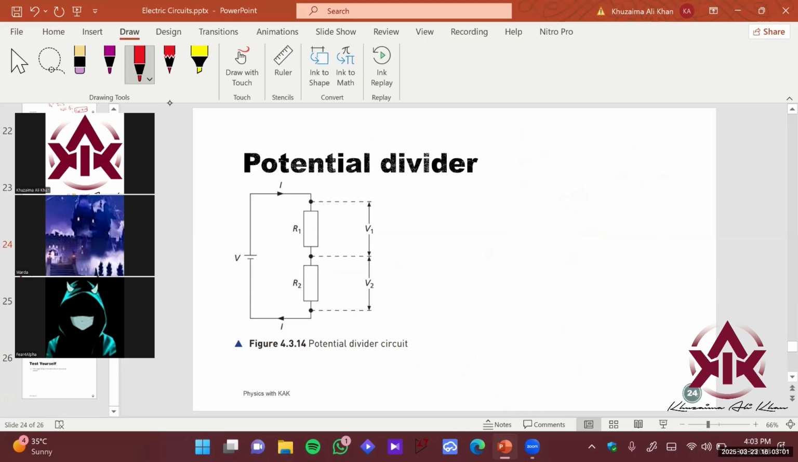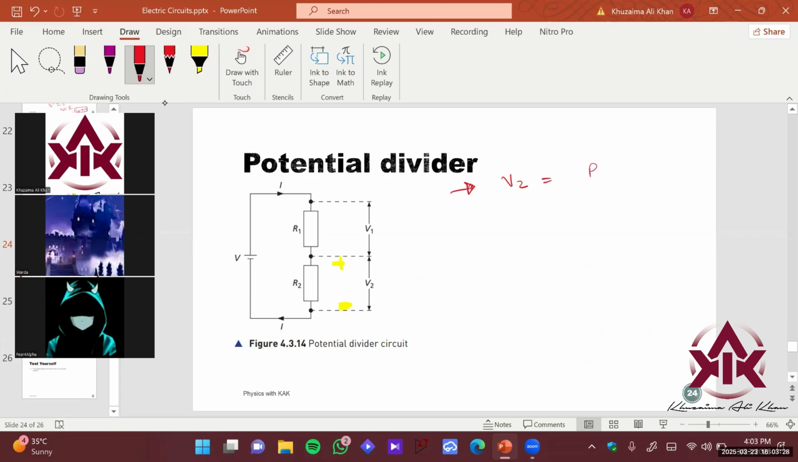So now the last topic over here, and then we'll end the lecture. That is the potential divider. We did this in the last lecture in question number 1, right? So let's see how I derive this formula here. We learned this formula in the last lecture, for the potential difference. Let's say you want to find V2, the drop across this resistor 2. You simply find this by the following formula.